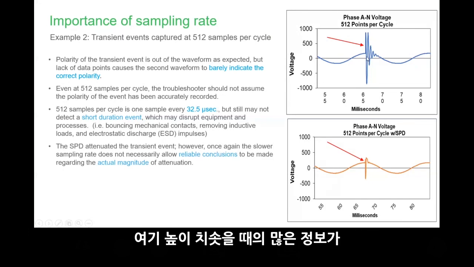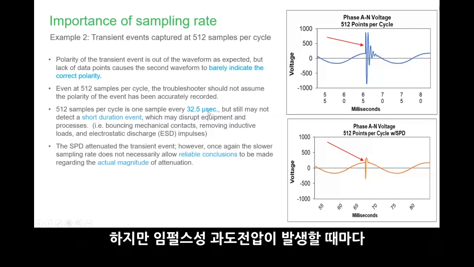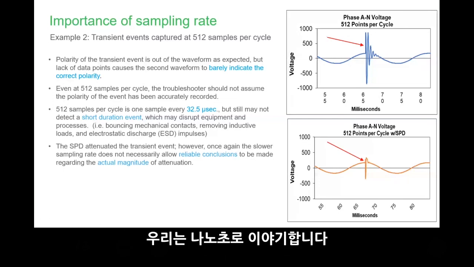Because you are being limited by the number of points that you can capture. Okay, so 512 samples per cycle is equivalent to 32.5 microseconds. But whenever an impulsive transient occurs, we are talking about nanoseconds. Very fast. And also we are talking about megahertz for those oscillatory transients. Okay, so let's take a look.